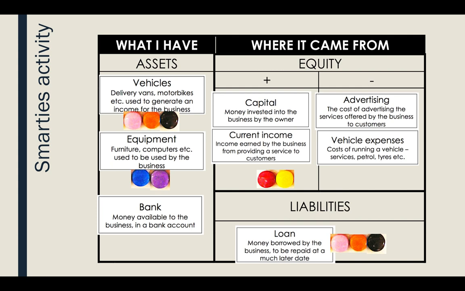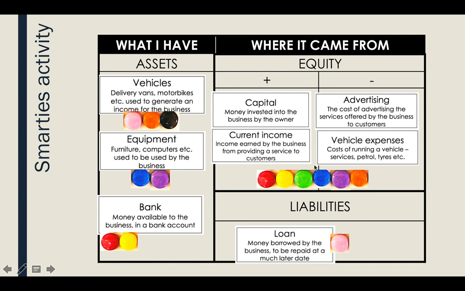Number 6, earned 4 Smarties for courier services provided to clients. In this case, your bank is going to get bigger and your equity is going to increase as a result of your current income. So you will add 4 Smarties to both assets and to equity. And lastly, paid 2 Smarties in part repayment of the loan. In this case, what happens is your bank and your loan are being affected, and both the assets and the liabilities have to decrease.